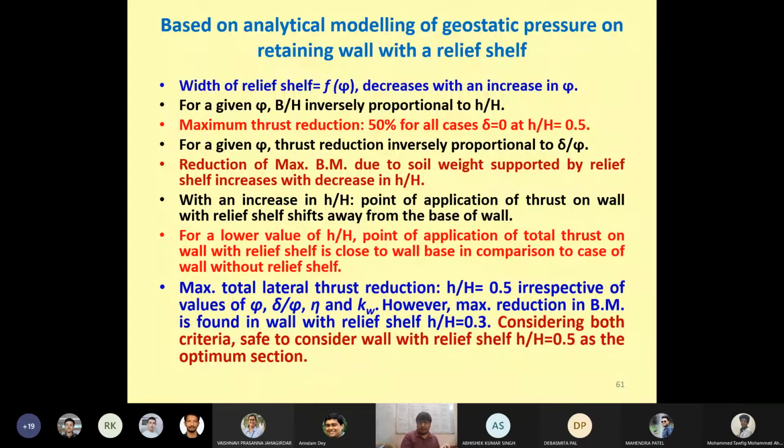Other points are general points and are limited to the particular parameter study.